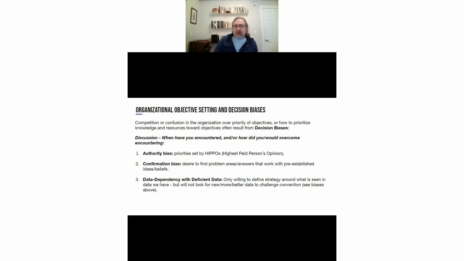So there are these three drivers, and I wrote a blog post on this the other week, so it might help if you're interested to check that out. There's authority bias to begin with. And this is where the priorities are set by hippos. The highest paid person, the most senior person, the person with the coolest, biggest title, the person with the most org chart accountability for something, feels that gives them special insight. Any of those, right? Their seniority, their position.